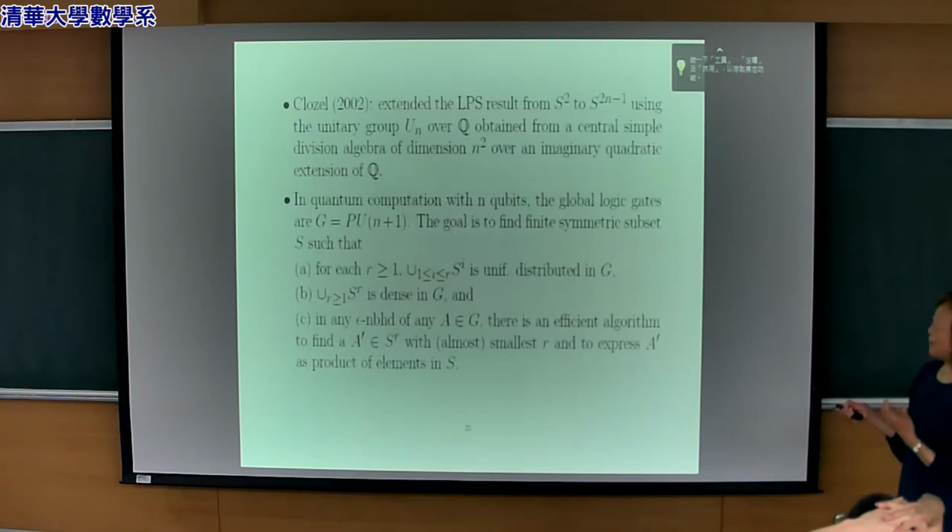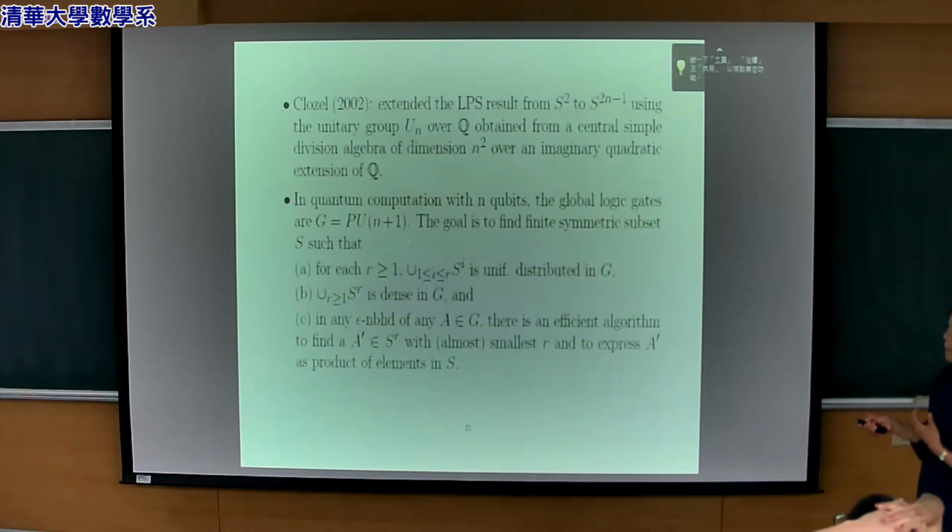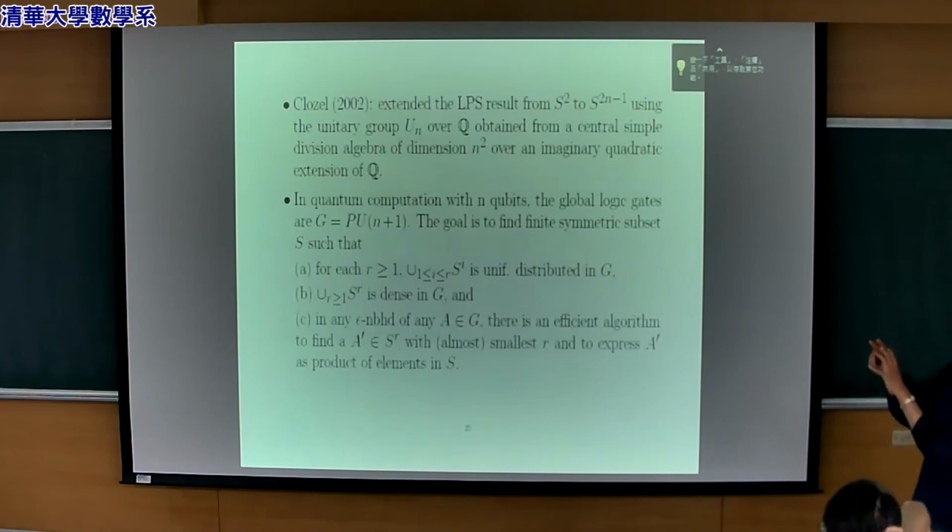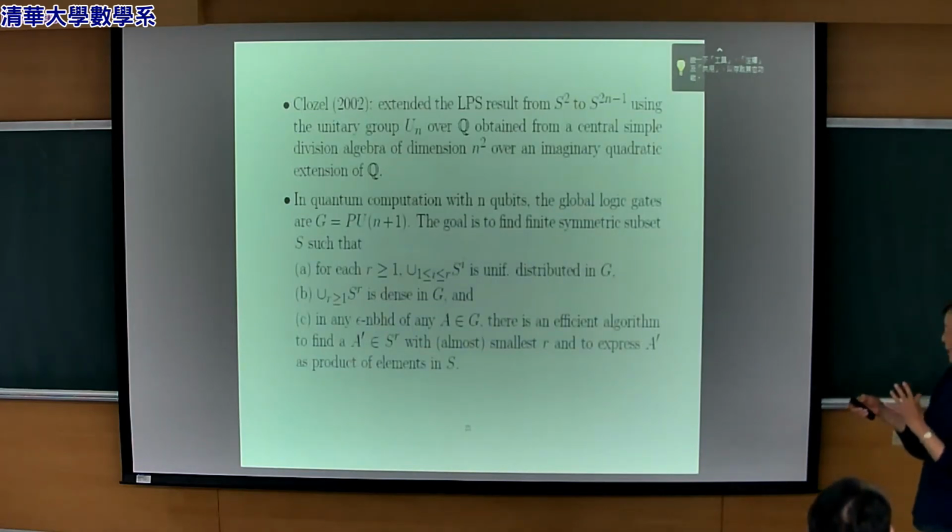In quantum computation, the big goal is to find a symmetric subset with the following properties. First, the elements in the subset should be uniformly distributed, and when you add more and more points generated by products of the elements of the subset, the whole thing is also as uniformly distributed as can be. Second, if you consider all the products together, they are dense.